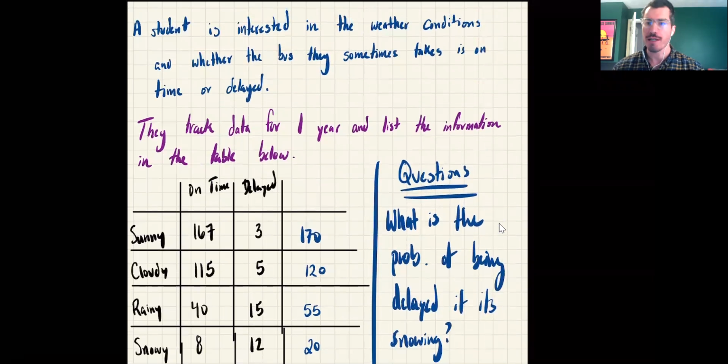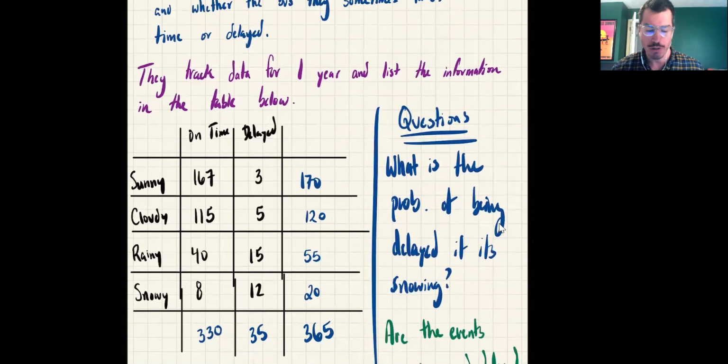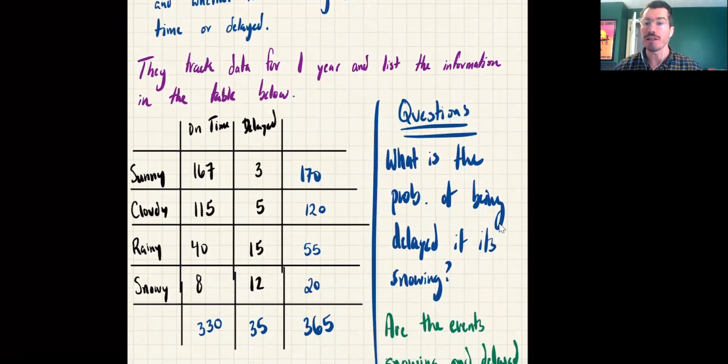So again, if you haven't checked out our previous videos over this example, we've got a student who is interested in weather conditions and how that affects the bus that they sometimes take. Is that going to make their bus delayed? Is it going to make it on time? And so here in our two-way table, we've got data from a year's worth of tracking that bus and the weather. We can see all 365 days have been recorded and the conditions being sunny, cloudy, rainy, or snowy, and then being on-time or delayed.